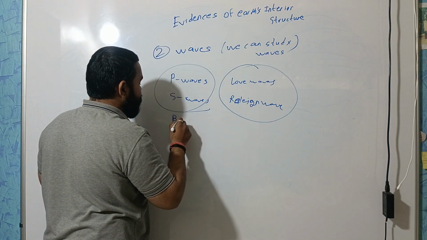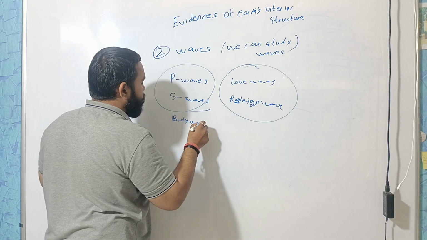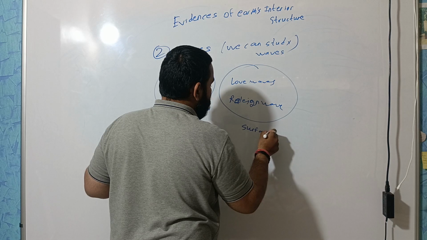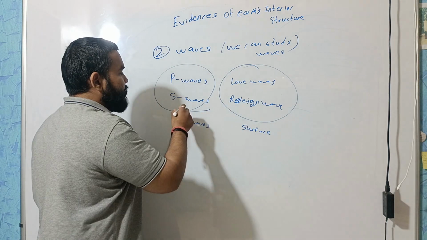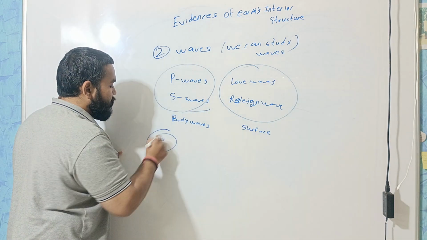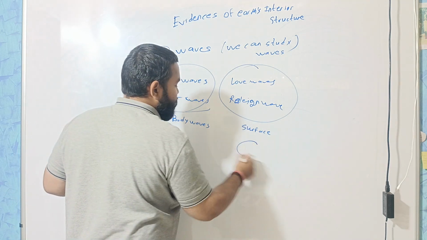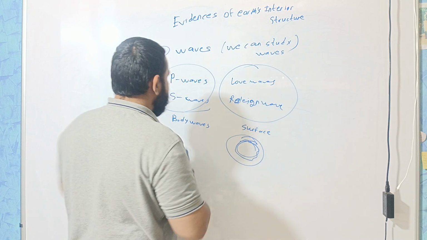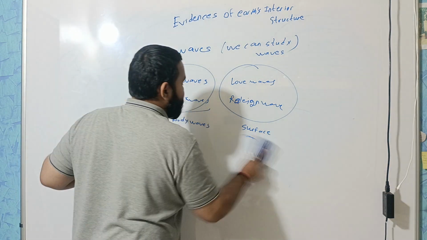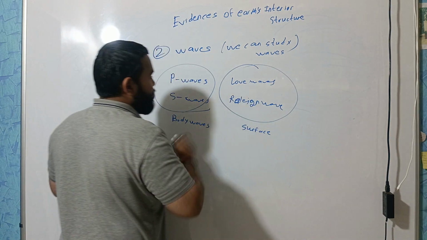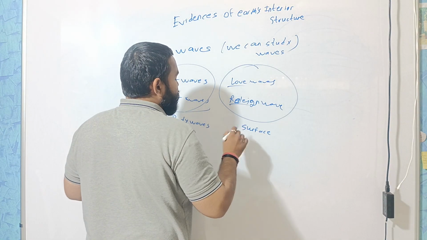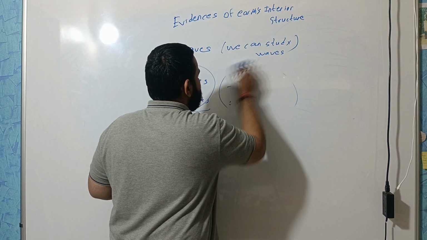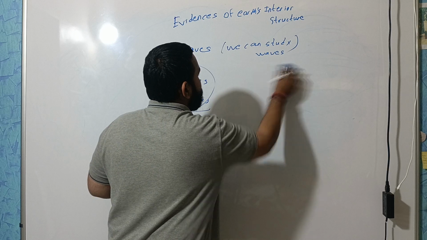Remember, these two are body waves, these two are surface waves. Body waves means inside the earth, these waves are traveling. Surface waves means outside the earth, these waves are traveling on the earth crust. That's it. And this L wave and R wave, these are the most dangerous waves. Just remember this one. There are some facts I'm telling you.